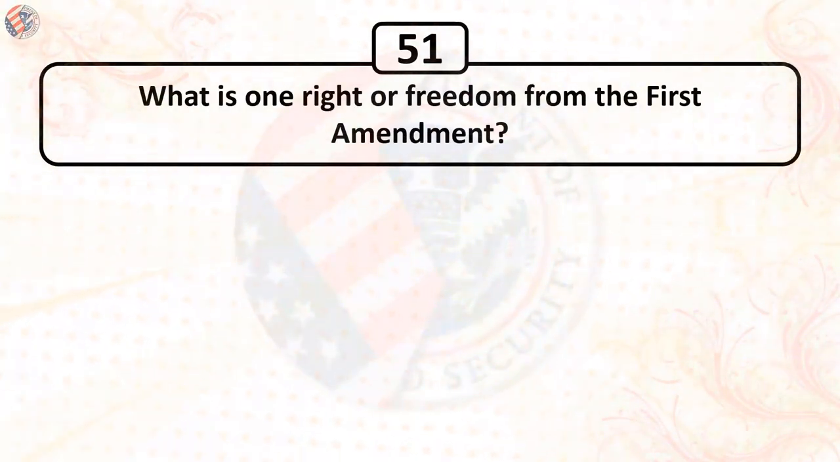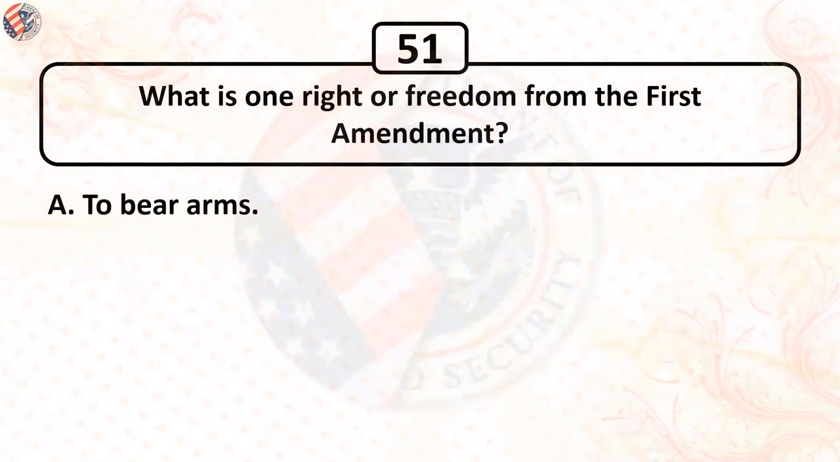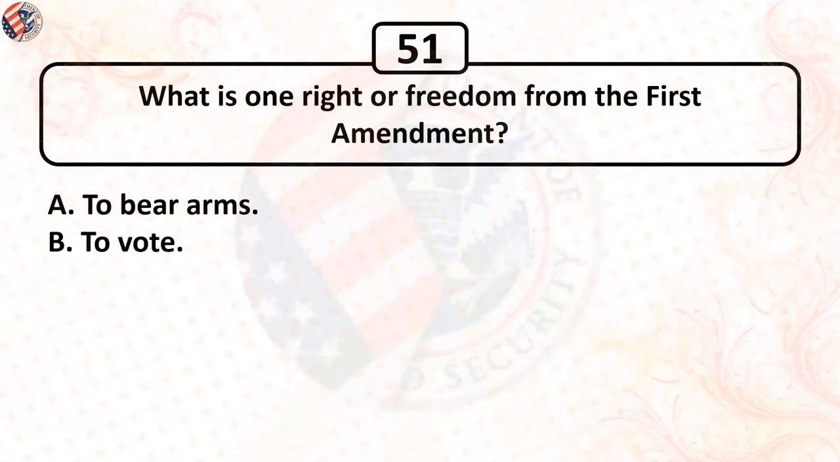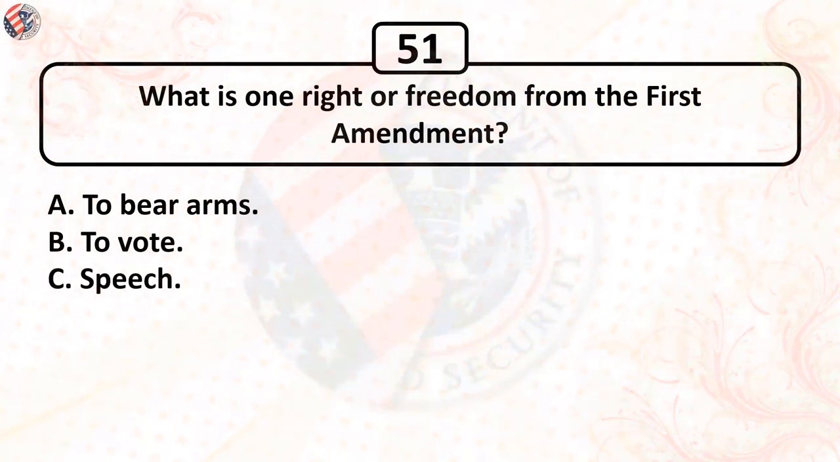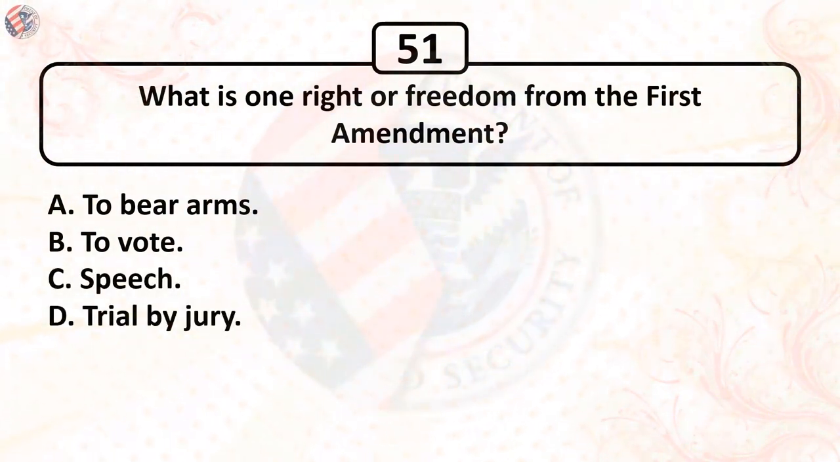What is one right or freedom from the First Amendment? A. To bear arms. B. To vote. C. Speech. D. Trial by jury.